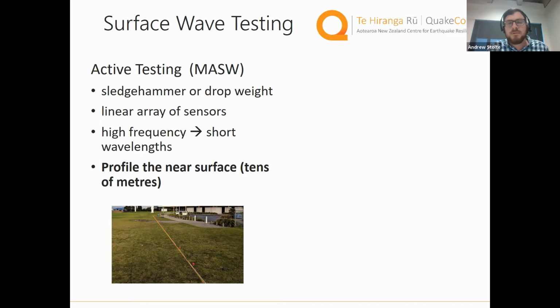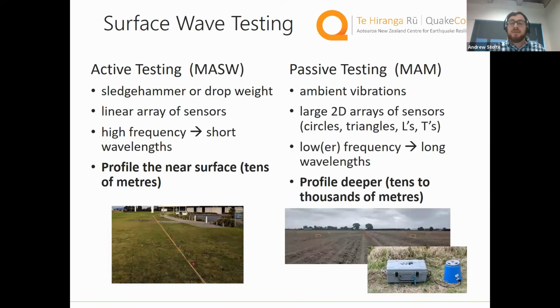If we want to get deeper, we need to rely again on these ambient vibrations. We don't quite know where the ambient vibrations are coming from, so we use sensors in 2D arrays and look at how the ambient vibrations travel across the two-dimensional array. The benefit of ambient vibrations is they tend to be lower frequency, corresponding to longer wavelengths, and what that means for us in the end is we can profile deeper, tens to thousands of meters beneath our sedimentary basins.